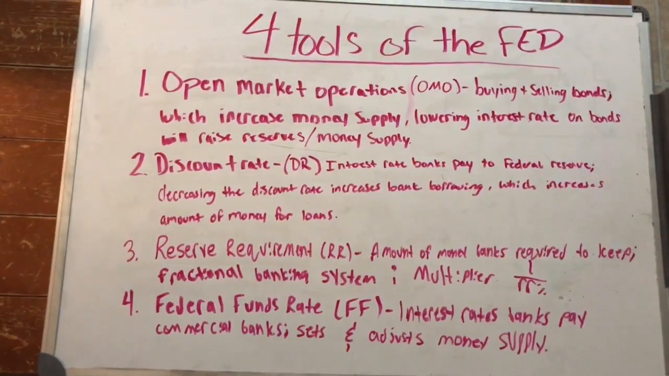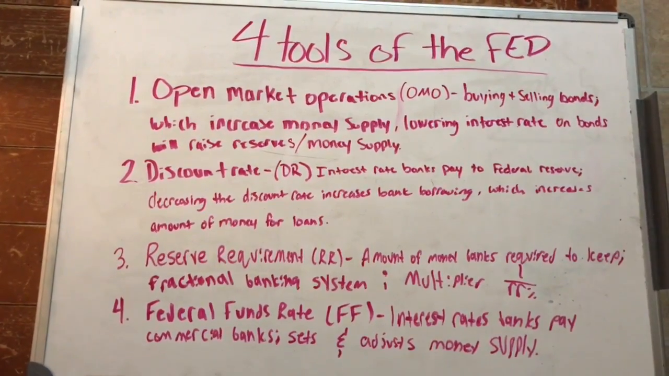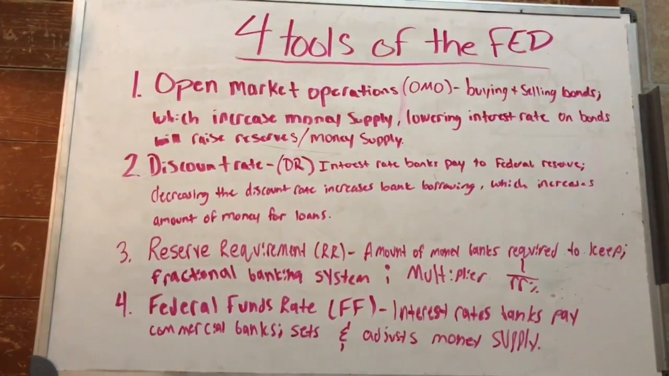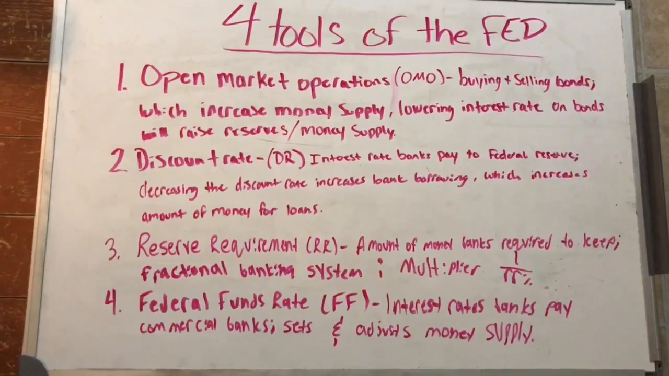The second one is the discount rate, the interest rate banks pay to the Federal Reserve. Decreasing the discount rate increases bank borrowing, which increases the amount of money for loans.